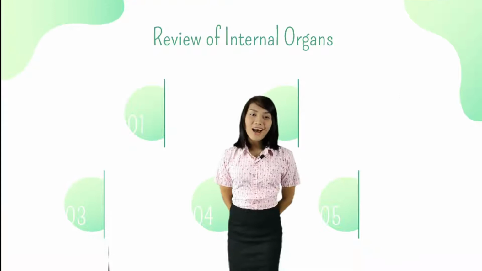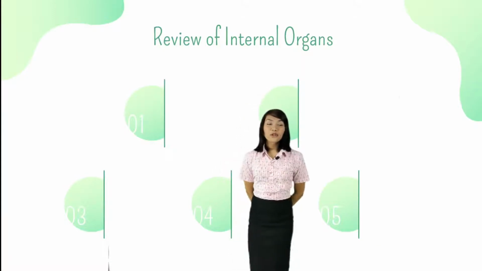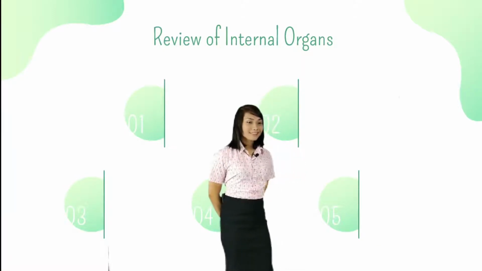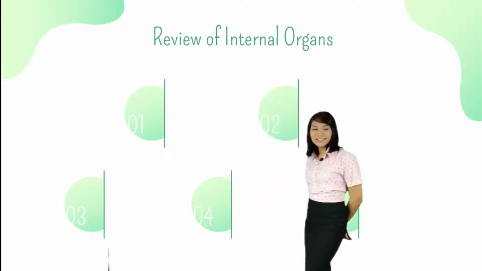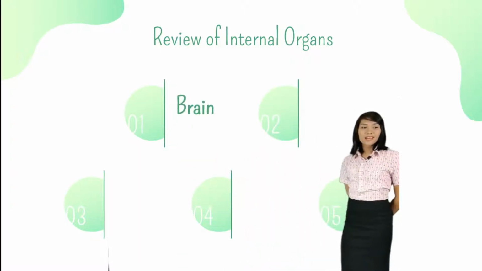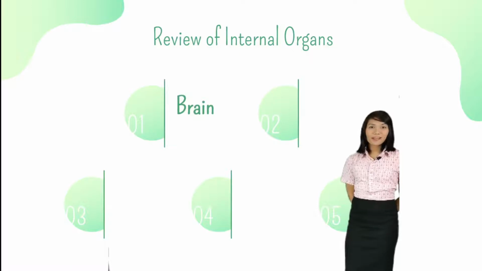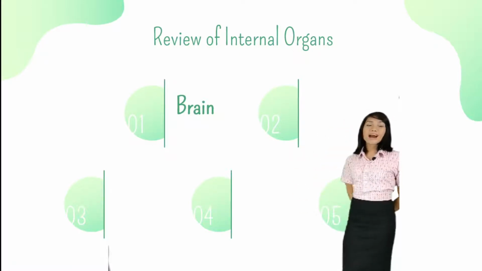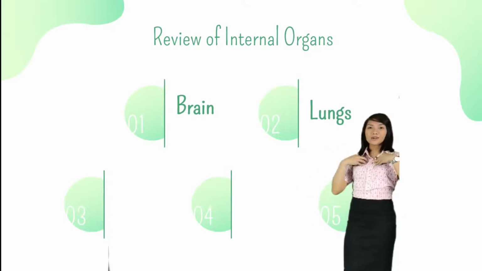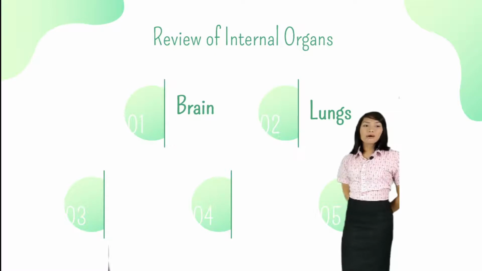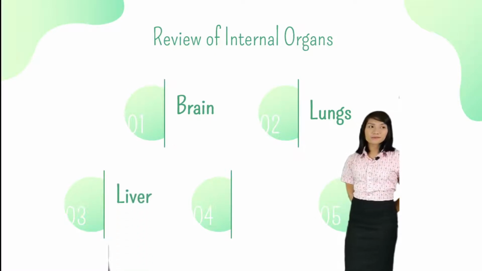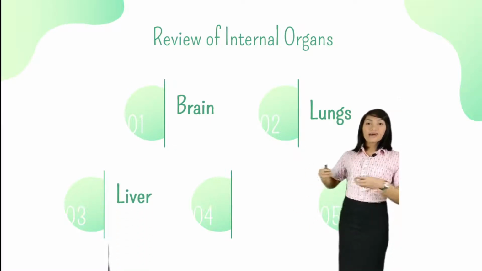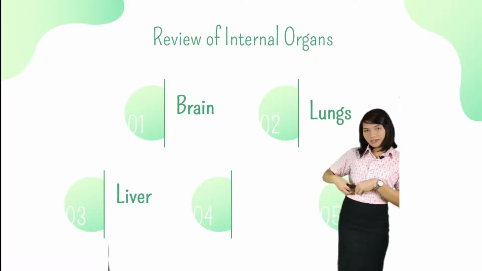All right, now that's all, and let's review your internal organs. Are you ready? Okay, let's begin. Let's start with brain. Where is your brain? This is your brain, inside your skull. Next, how about your lungs? These are your lungs. Next, how about your liver? Where is your liver? Right side below the lungs. So this is your liver here.